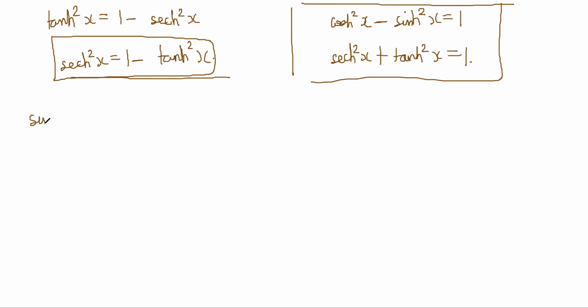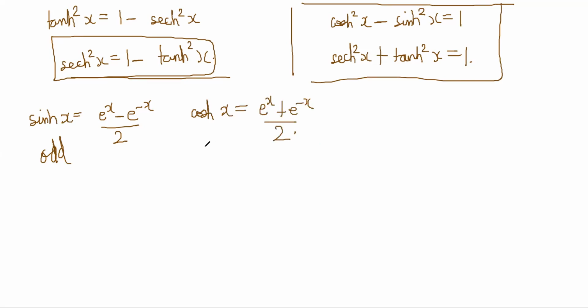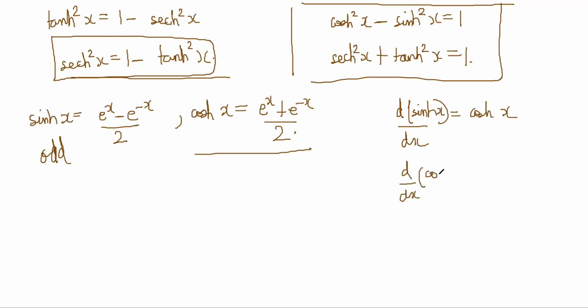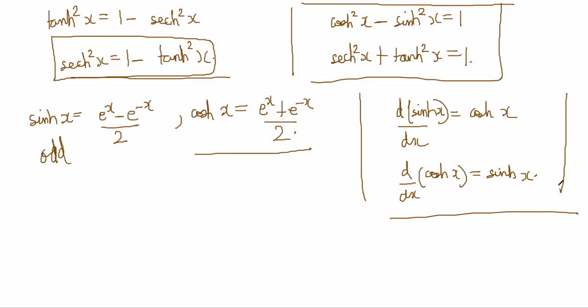And remember the definition: sinh x is equal to e power x minus e power minus x by 2. This is an odd function, therefore a minus sign. And the even function is the cosh function, equal to e power x plus e power minus x by 2, right? And derivatives of both of them are the other one and positive only. d by dx of sinh x is cosh x, and d by dx of cosh x is sinh x, right? Both the derivatives are positive, and this is what is coming.